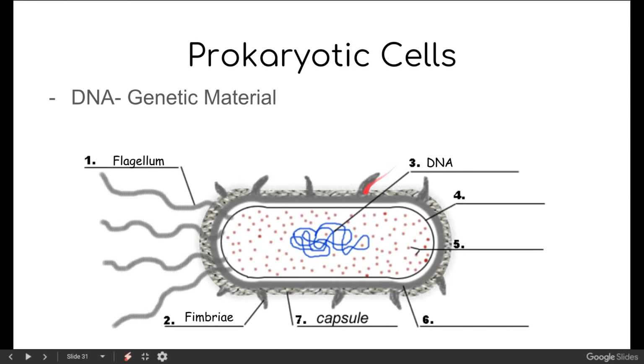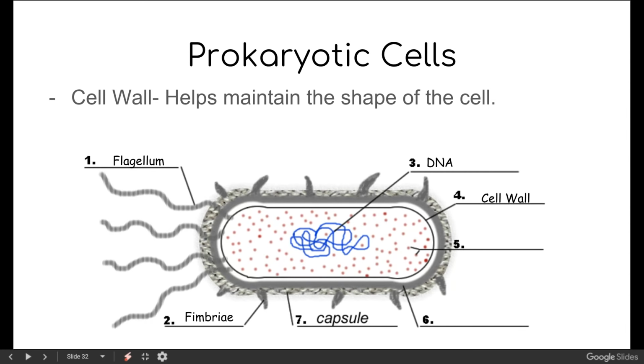Next is our DNA, which, like we said earlier, just floats around in the middle of the cell. DNA is simply your genetic material, so it's what makes each cell different from other cells. Next, you have your cell wall, which helps maintain the shape of the cell so the cell can't get destroyed or bend or get too big or too small. It's similar to the bones in our body, which help maintain our shape. That's what the cell wall does.